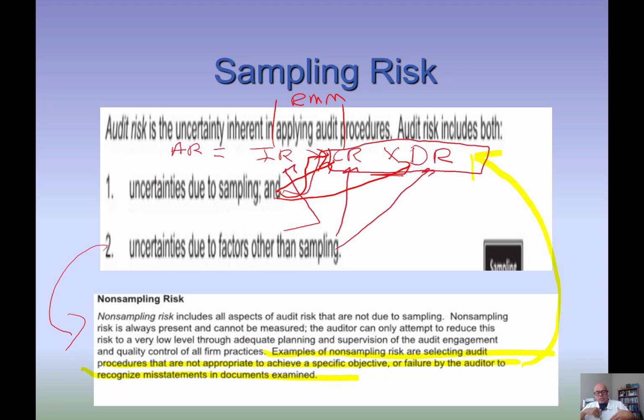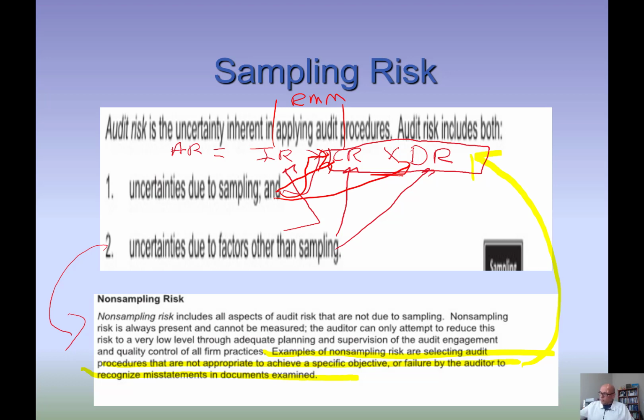But before we do that, uncertainties due to factors other than sampling, and I'm kind of pointing back up to detection risk, because if you read these, they're basically saying, auditor, you're human. Okay, you could select the incorrect procedure. You could have an error right there in front of you, and because you had a long day, you didn't detect that. You had a fight with your significant other, and your mind is on something else. Okay, all of these things, the human element, I'm thinking they're probably affecting the detection risk, but it could be affecting control risk as well. But the key takeaway is they are not due to sampling.